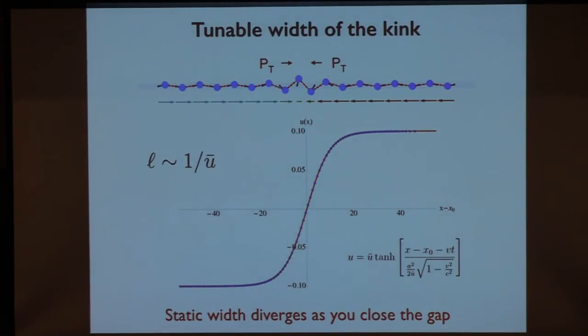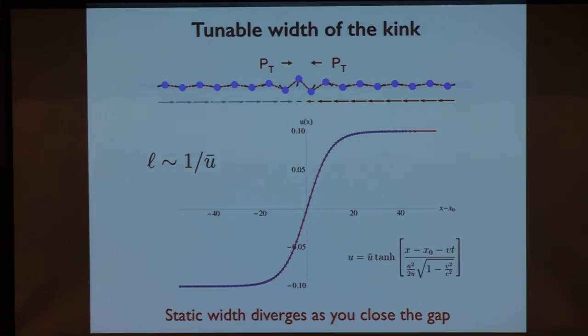So when you close the gap, the width of this domain wall diverges in the same way as the width of a magnetic domain wall diverges when you are at Tc. Okay? So there's an underlying phase transition associated with closing the gap that we are exploiting to tune the property of these acoustic solitons that propagate.